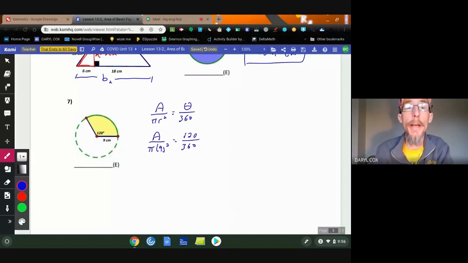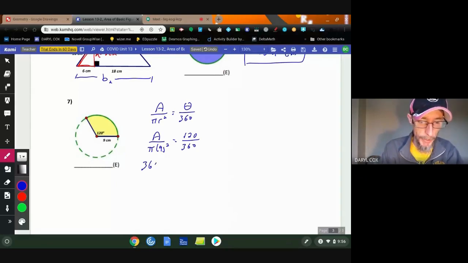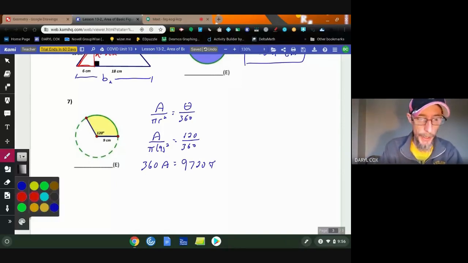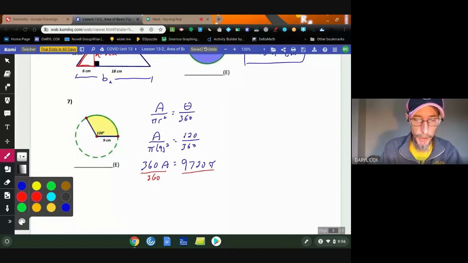So go ahead, solve for A in terms of pi. Able to cross multiply. Now 9 squared is actually 81. So that becomes, when I cross multiply, 81 times 120 gives me 9,720 pi. Don't leave off that pi. A lot of people leave that off for some reason. They're like, oh, I'll put it on later, and then they forget. Okay. Now I'm just going to divide by 360. So my area equals 27 pi centimeters squared.